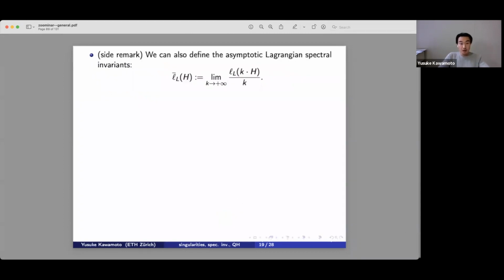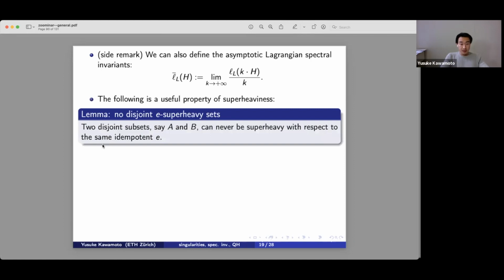And a side remark, you can define the asymptotic spectral invariant of Lagrangian Floer homology in a similar way. And the following is going to be a super useful property when you deal with these superheavy subsets. The lemma says that there are no disjoint sets that are both superheavy with respect to the same idempotent E, okay?